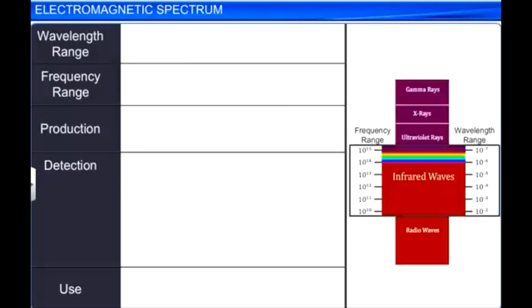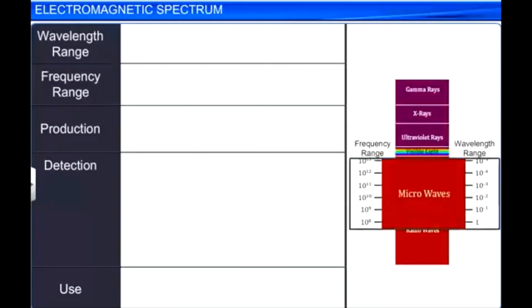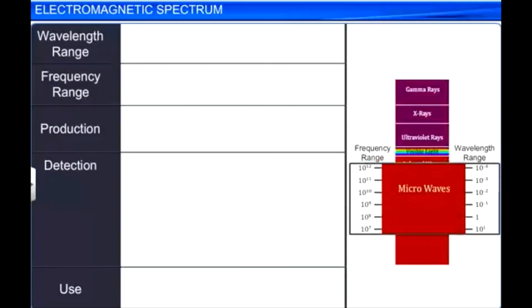Now, let us discuss the next kind of electromagnetic waves, that is, microwaves. The wavelength of microwaves is in the range of about 10^-3 meters to 10^-1 meter. The frequency of microwaves is in the range of 10^12 Hz to 10^8 Hz.